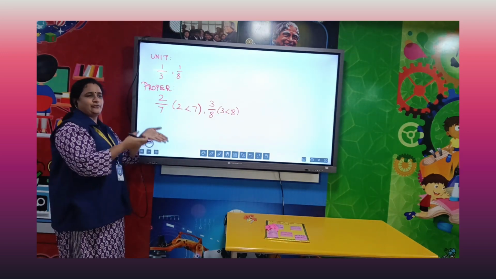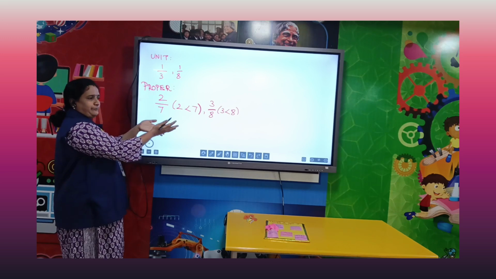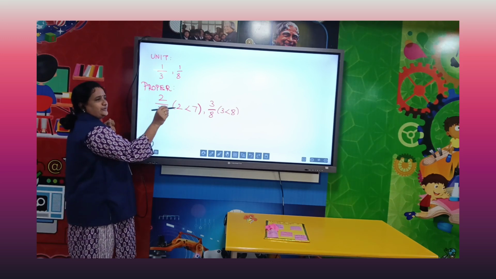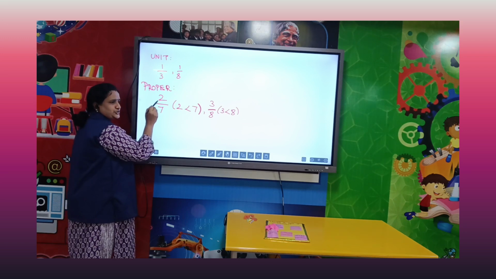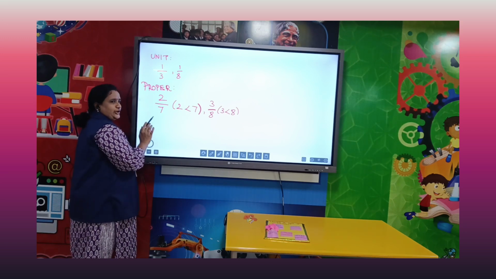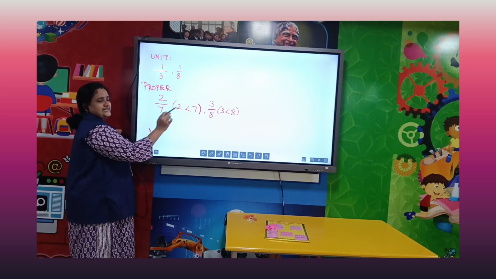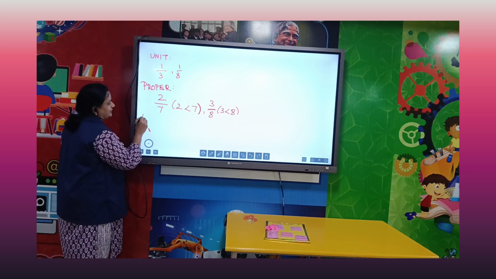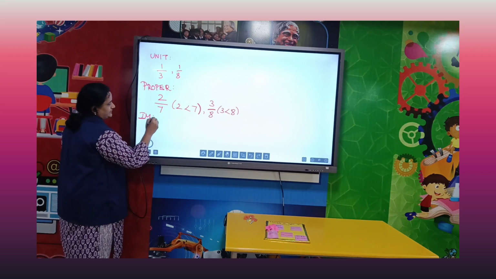How will you confirm whether it is proper, improper or mixed? By the numbers which are given there only. The numerator number is 2, which is smaller than the number in the denominator. So 2 by 7. 2 less than 7. Then it is called a proper fraction. Now we will see one example for improper fraction.